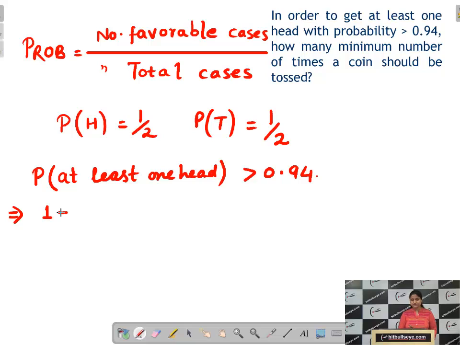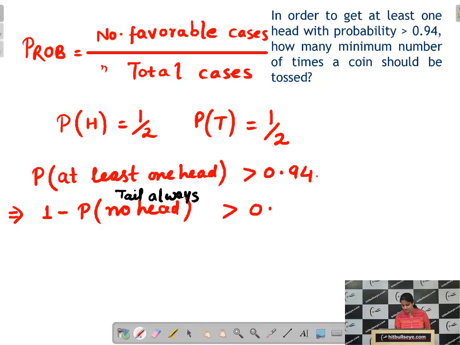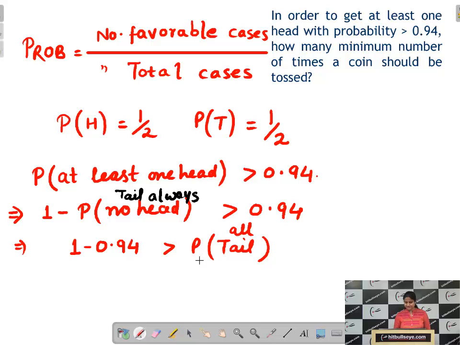Taking the reverse of the thing asked, we'll subtract the total from 1, because the total of probability is always 1. What is the reverse of at least one head? That is the probability of getting no head. It means we are getting a tail always. According to the question it should be greater than 0.94. So my question becomes: probability of getting all tails.